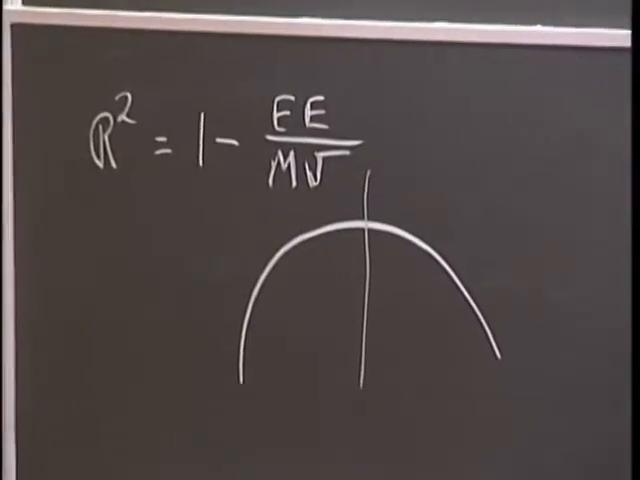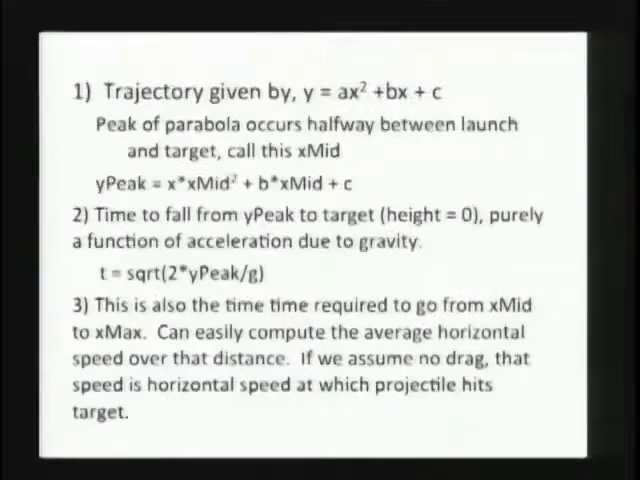So we can say y peak is x times x mid squared plus b times x mid plus c. So now that we have the model, we can tell how high the arrow can get.